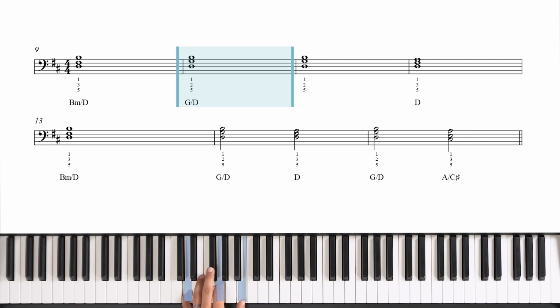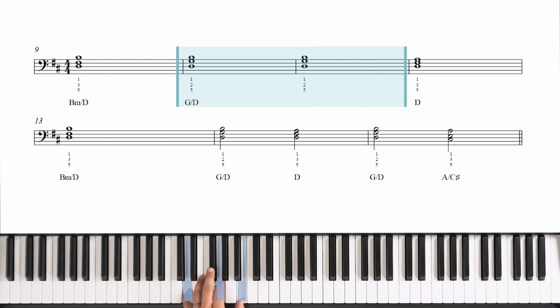And the combination of these 2 chords, first inversion B minor and second inversion G major, when we put them back to back, we see that we only have to move 1 note between the chords. It's that middle note. F sharp goes up to G. Next measure, we're going to just play another one of these G over Ds.